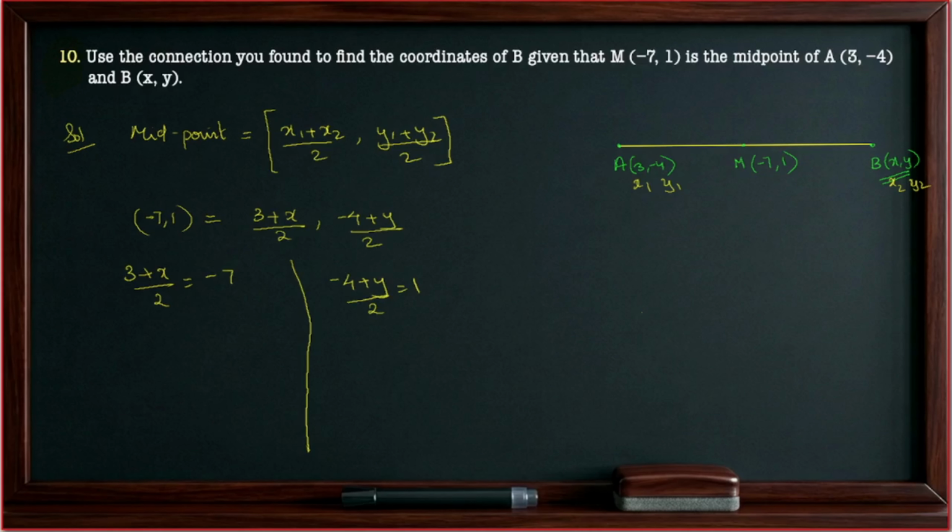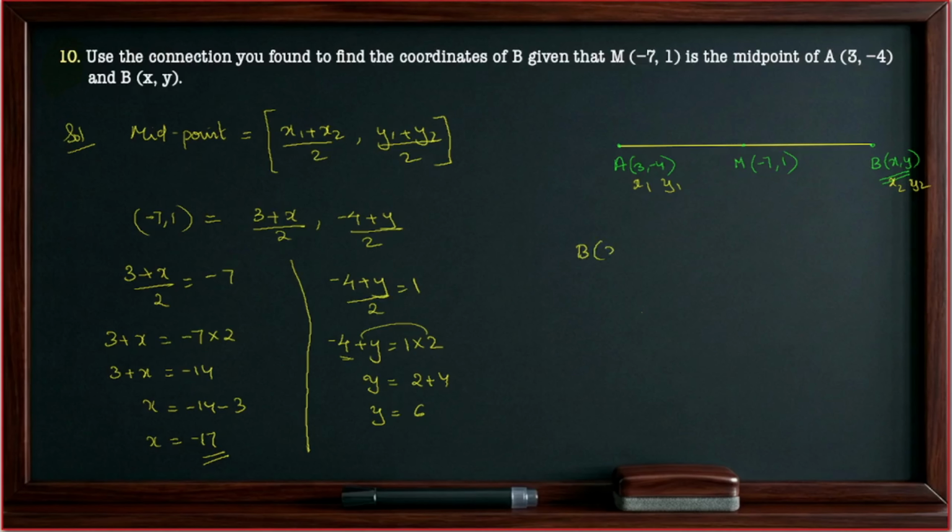To find x, we can write 3 plus x is equal to minus 7 into 2, then 3 plus x is equal to minus 14. When 3 from this side goes to the other side, it will become negative. So x is equal to minus 17. So we found the value of x, which is equal to minus 17. Next, let us find y. Minus 4 plus y is equal to 1 into 2. Y is equal to 2, and when this 4 comes to this side, it will become positive. So we can write y is equal to 6. So we found the value of y also.